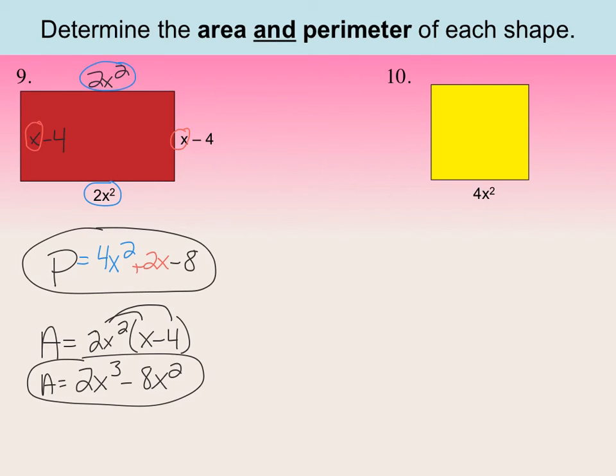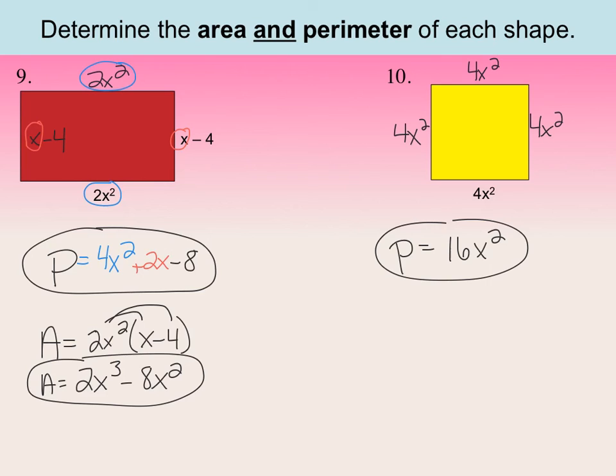Next shape, since they only give you 4x squared, we can probably assume that this is a square. I know you never want to assume, but this is a square, I will tell you that. So when we're doing perimeter, we're doing 4x squared plus 4x squared plus 4x squared plus 4x squared. So you're just adding the 4, 4, 4, and 4 to make 16x squared. Pretty easy perimeter.